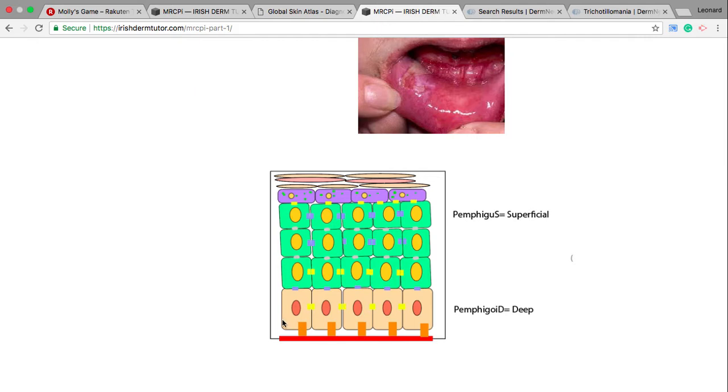Here's a very simple schematic of the epidermis. So this is the basement membrane, this is the basal layer, and this is going up to the surface of the epidermis. So pemphigus is superficial and pemphigoid is deep.